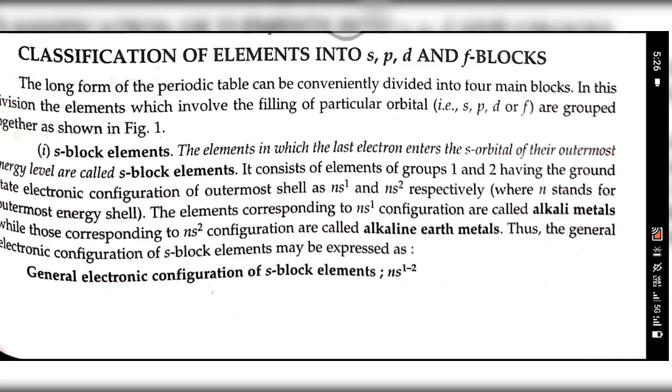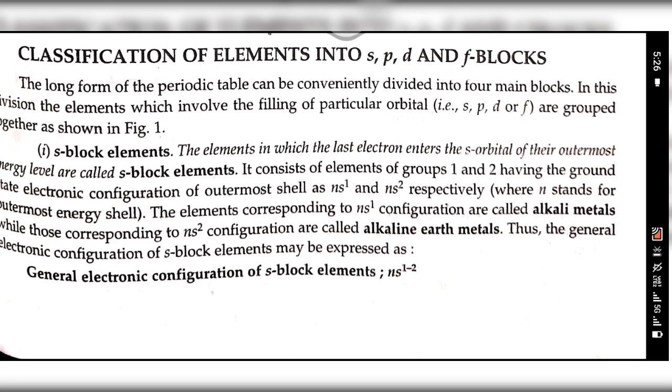Classification of elements into s, p, d and f blocks. The long form of the periodic table can be conventionally divided into 4 main blocks. In this division, the elements which involve the filling of particular orbitals, that is s, p, d or f, are grouped together. S block elements. The elements in which the last electron enters the s orbital of their outermost energy level are called s block elements.